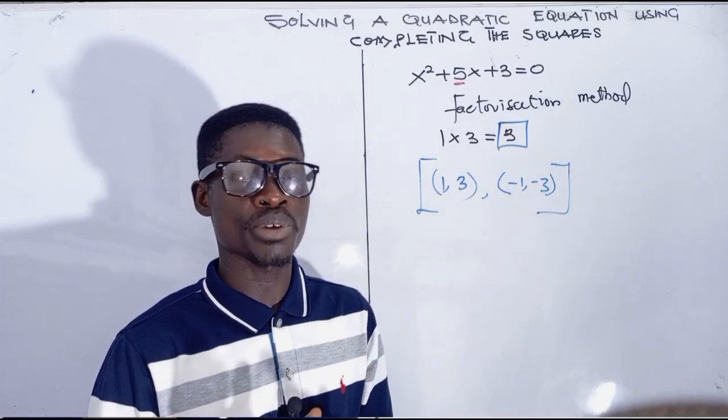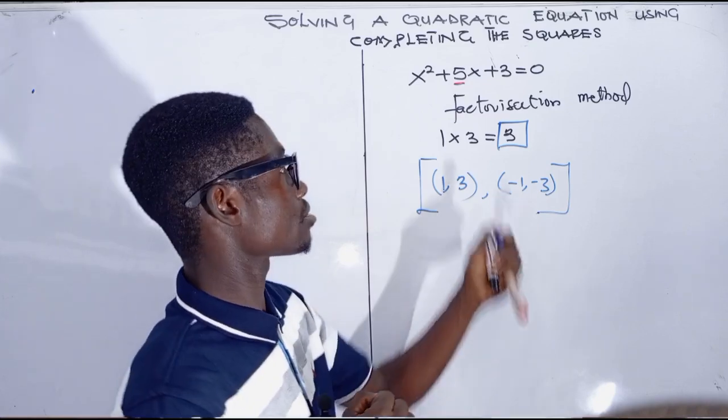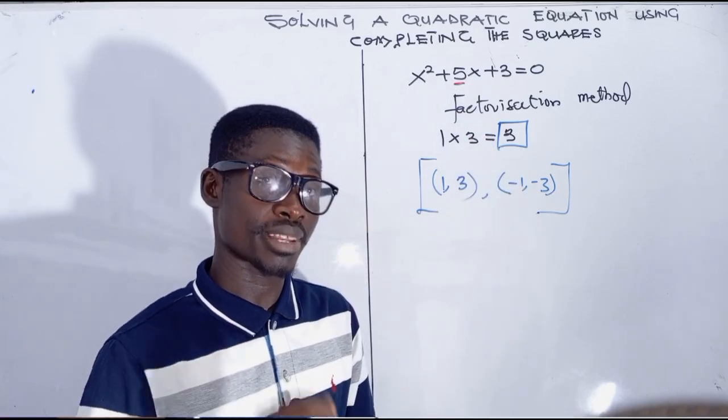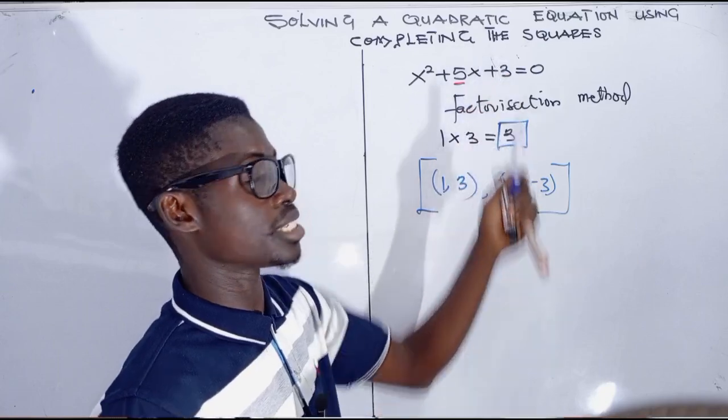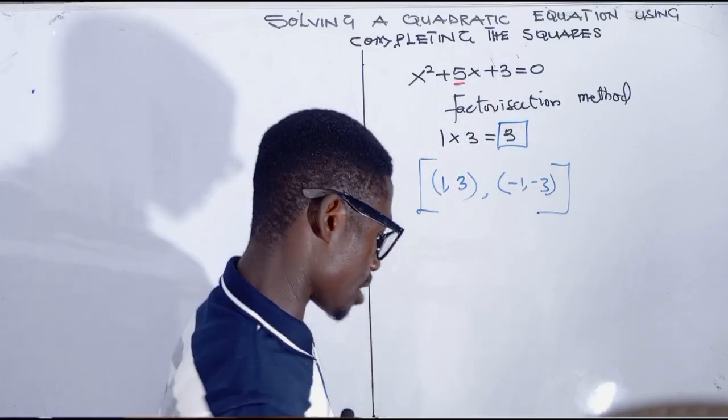When this happens, we have to go in for a stronger method to help us solve this quadratic equation. And this calls for completing the square. So how do we use it? Let's look at it.